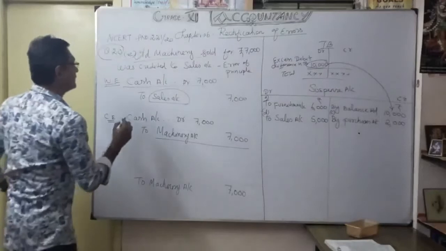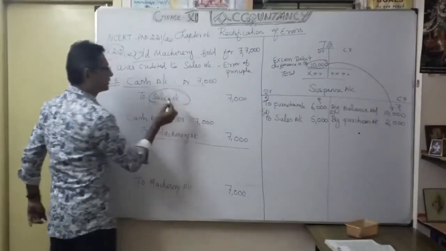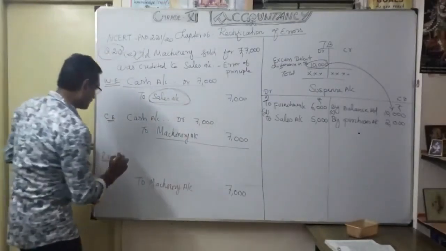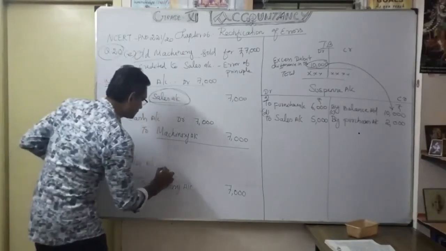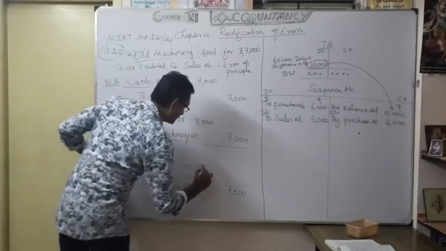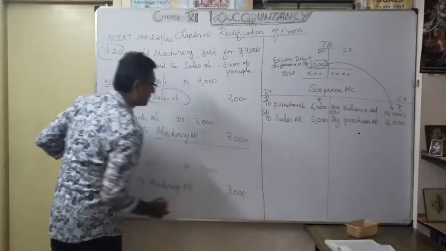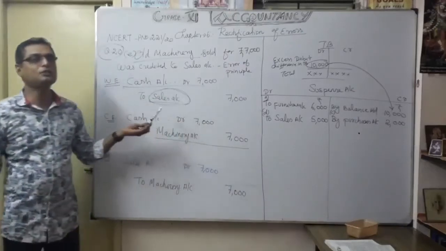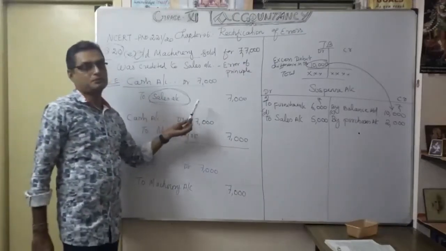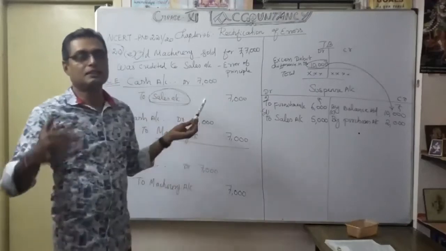So debit, earlier we did it as a sales credit. Sales is a debit. Sales account debit, how much? 7,000. You understood now? So earlier you wrongly credited sales. I considered it as revenue income. Understood? This was considered as a revenue receipt.